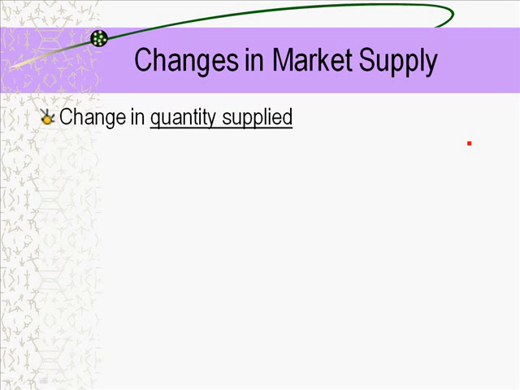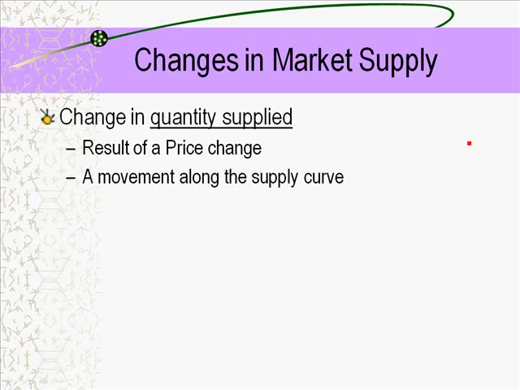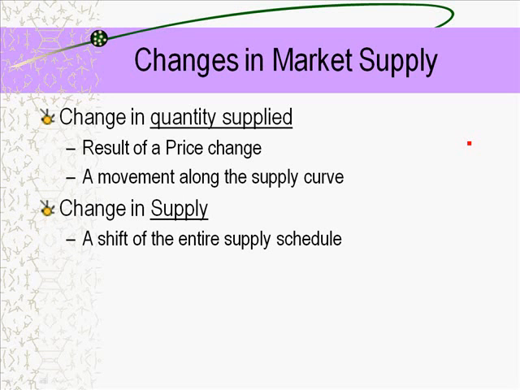A change in quantity supplied results from a price change. So again, this is the same concept when we talked about demand. We talked about a change in quantity demanded and we moved along the demand curve. Now we're talking about a change in quantity supplied, and it results from a price change, and it moves us along the supply curve. A change in supply then is a shift in the entire supply schedule. So if we move the entire supply curve, that would be known as a change in supply.